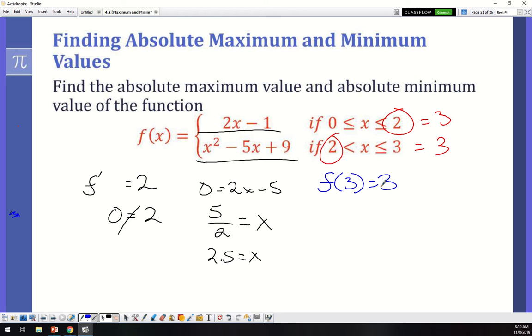Okay, so now let's do 2.5, or 5 halves. I like 5 halves better because it is so much easier to put in there. So 5 halves squared is 25 fourths minus 25 over 2, plus 9, and that's times 9 is 36 over 4.